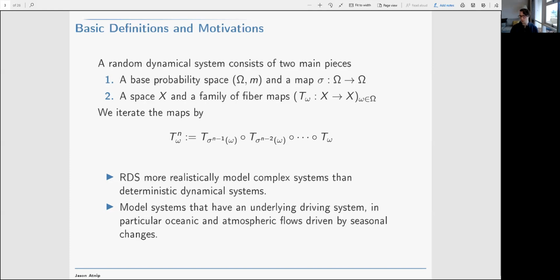Maybe why we should care about these sorts of things: these random dynamical systems model real world complex systems better than deterministic dynamical systems. For example, we could have ocean or atmospheric flows whose models are based on parameters. So we could have a random dynamical system which changes based on the parameters, which may be changed seasonally. Here this random driving is coming from the seasonal changes.